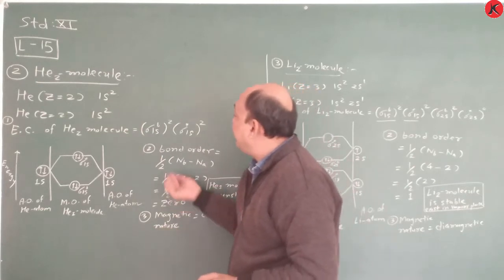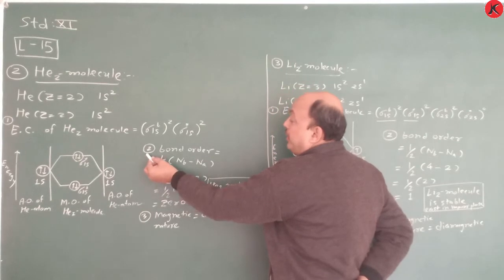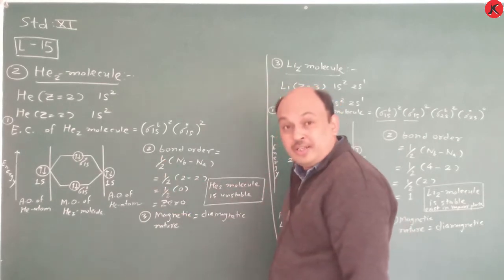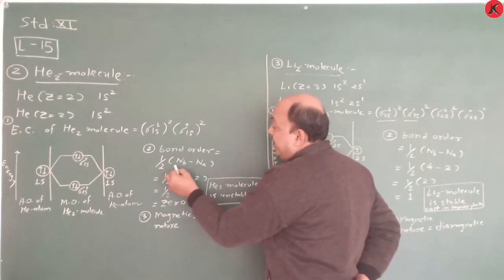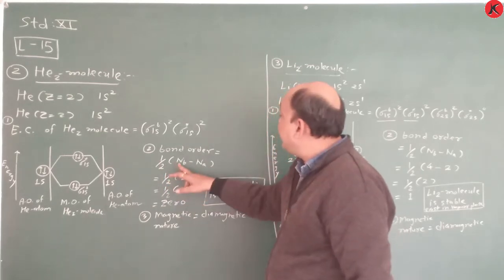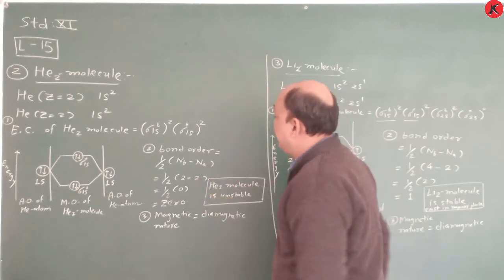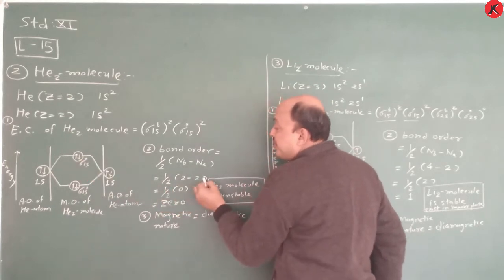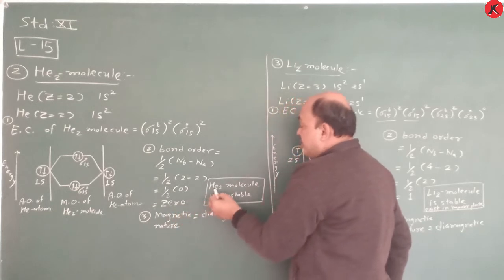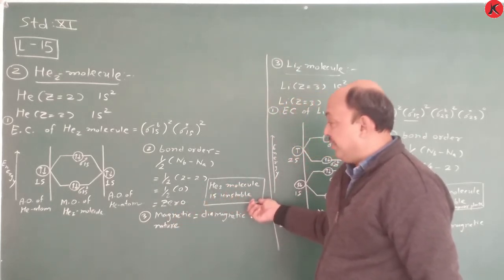So from this electronic configuration, we know important information regarding bond order. Bond order is equal to 1/2 Nb minus Na: electrons present in bonding molecular orbitals minus electrons present in anti-bonding orbitals, divided by 2. So it is 1/2, 2 electrons here, 2 electrons here, so 1/2 into (2 minus 2). So 1/2 into 0, which is equal to 0. So the He2 molecule is unstable. You know this one. He2 molecule is unstable.